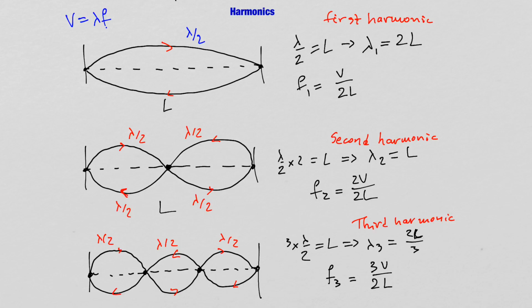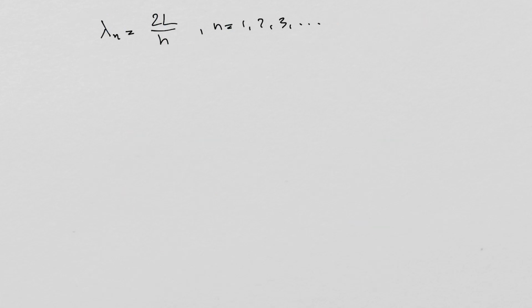Alright, so now I'm ready to write an actual rule for the wavelength and for the frequencies of all possible harmonics that can be generated on that string with length L. For the wavelengths, I get that lambda n is equal to 2 times L, so twice the length of the string, divided by n, where n is 1, 2, 3, 4, and so on. And n corresponds to the harmonic, so n=1 is the first harmonic, n=2 is the second harmonic, n=3 is the third harmonic, and so on.